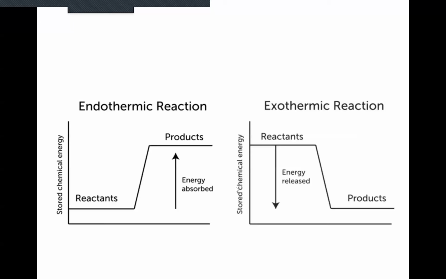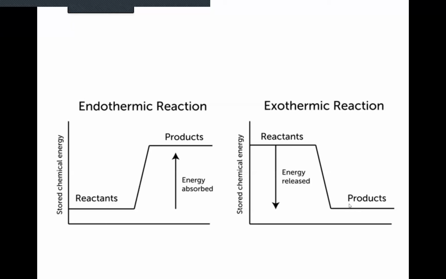In an exothermic reaction, we see just the opposite trend. Again, we have stored chemical energy, or chemical potential energy, on the y-axis and reaction progress, which is not labeled here, on the x-axis. But the reactants start out high in chemical potential energy and the products are low. As we move from left to right, we're going down an energy hill, which means that we'll be releasing energy. The surroundings will get hotter as a result.